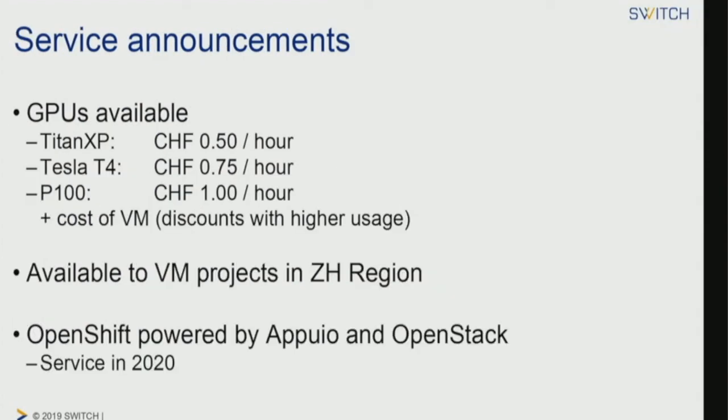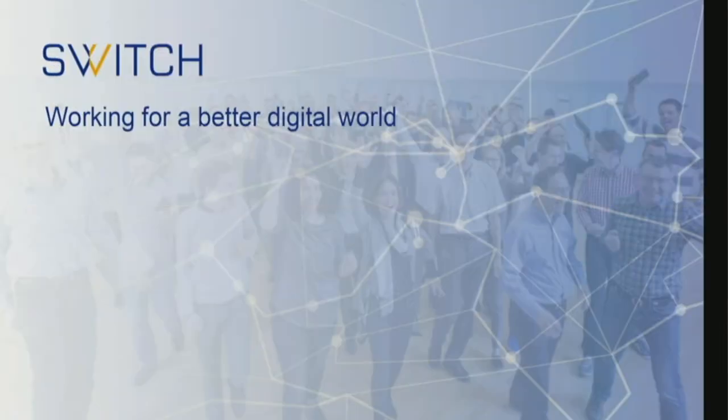Good. So there are a couple of announcements. You can have them now. The cost is up there, and the OpenShift offering is in beta right now. You're free to use it. Conditions apply, and we will have that as a service in 2020. So with that, thank you very much, and we went way over time. I'm sorry.